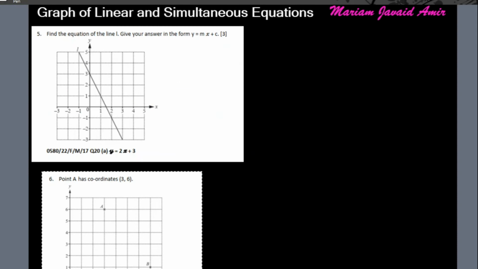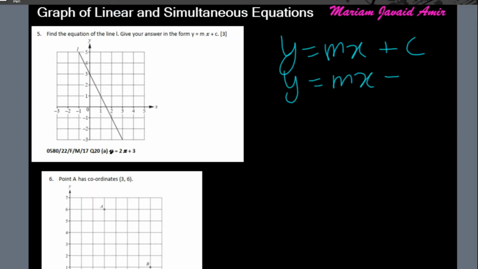Okay, question number 5, which says find the equation of line L, give your answer in the form of y equals mx plus c. So I need the value of m and I need the value of c. So c is simply where the graph cuts the y-axis, that is 3. So my equation is y equals mx plus 3.